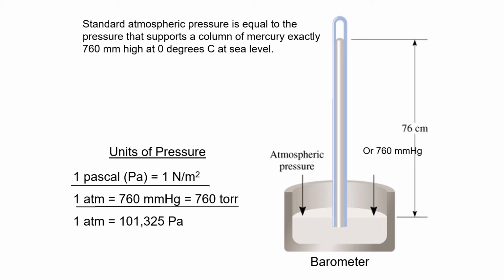The barometer is the most common instrument used to measure atmospheric pressure. And we have a reservoir of mercury here. And we have this column. And that's where we will have a scale that we can actually read the height of that mercury. And the atmospheric pressure pushes down on that reservoir, and the mercury is at some level within that tube.